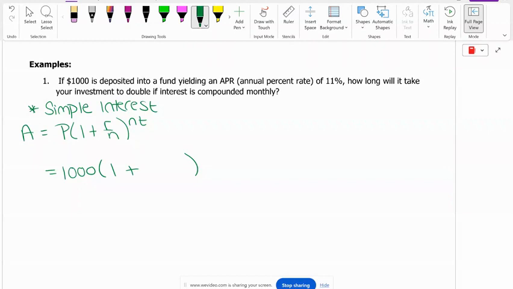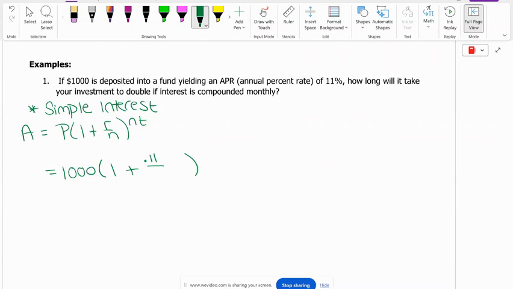And it says into a fund yielding an annual percent rate of 11%. Do we all agree that's our rate? So now we don't want to write it as a percent, we want to write it as a decimal. So how do I change 11% to a decimal? 0.11.